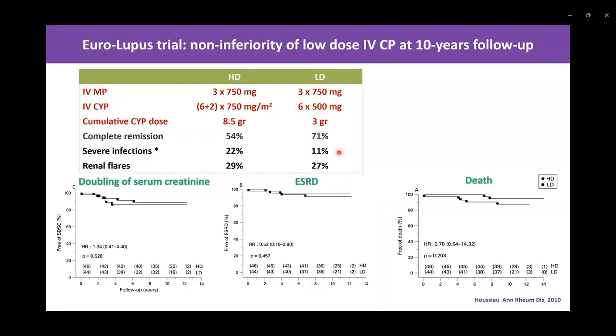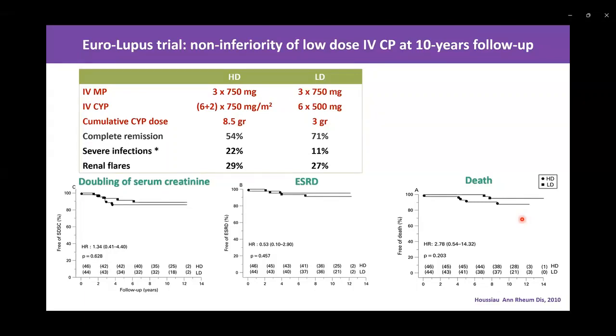The investigators noted that severe infections were much lesser in patients who received the low-dose cyclophosphamide. And at 10 years of follow-up, these primary efficacy endpoints were still similar between the two groups.